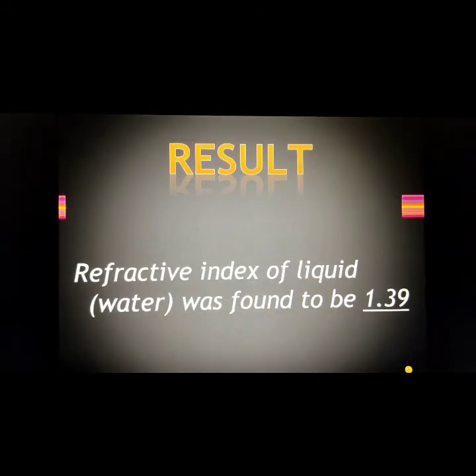N equals 1 plus 9.7 divided by 25, which is 1 plus 0.388, so N equals 1.39 is the refractive index that we have got in this experiment for water. Result: the refractive index of water, the liquid that we have used, was found to be 1.39.